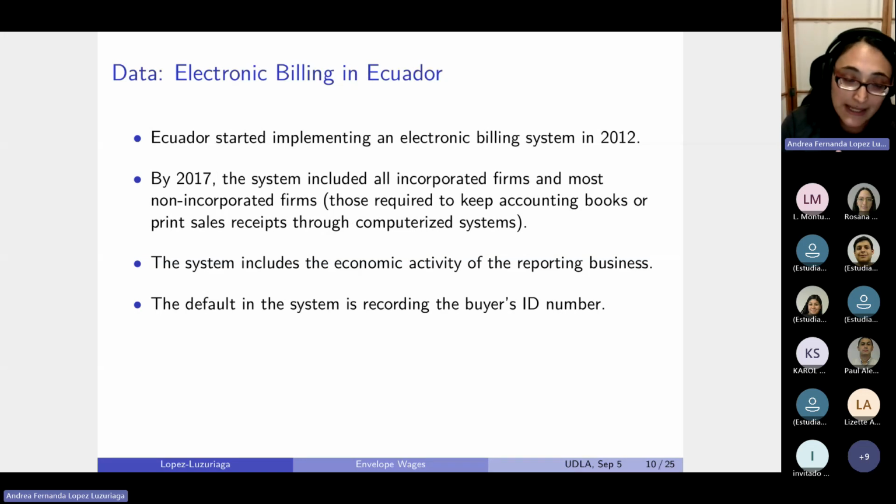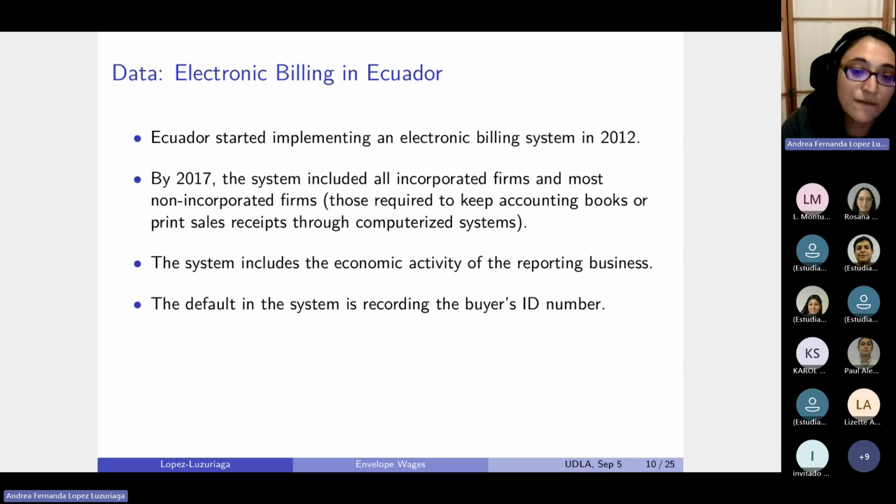And the electronic billing system started in 2012. By 2017, more or less 75% of the sales that are reported to the tax authority were already on the electronic billing system. All the incorporated firms, what in Ecuador we know as sociedades, and non-incorporated firms that are las personas naturales obligadas a llevar contabilidad, and everybody that has these machines that print out the receipt, have to be on the electronic billing system.